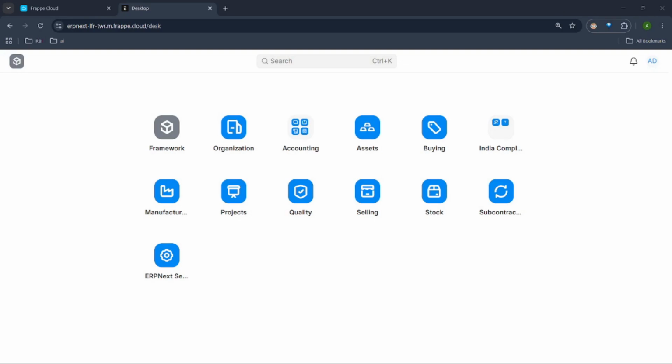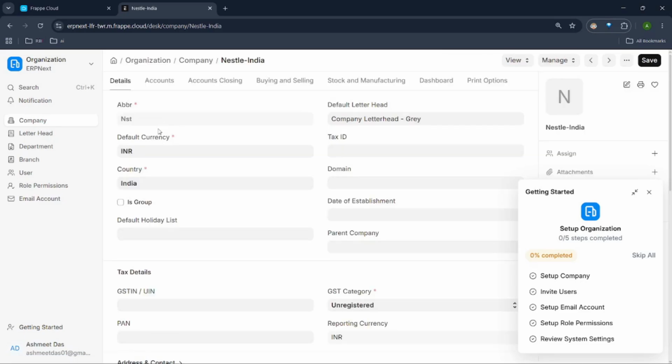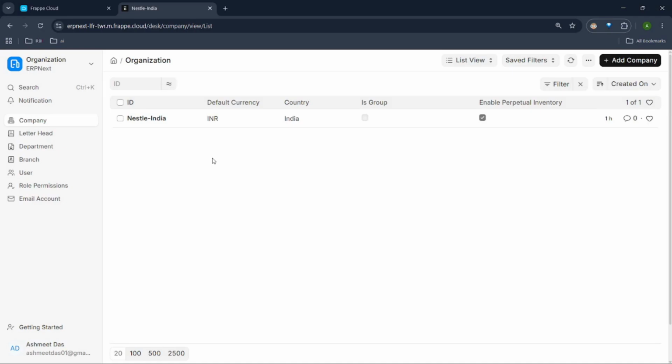Before we go into accounting, let's see how we set up a company. I've already set up Nestle as our company, but here are the basic details to be added, like currency, country, date details, and if it is a subsidiary of a company, we can add those details too. We can also set up multiple companies as per our requirement. Just like in the case of Nestle, there may be something related to drinks as a different company, food as a different company.